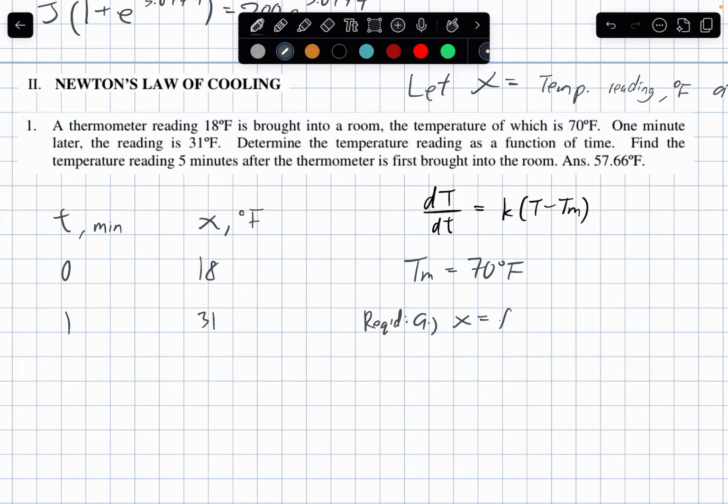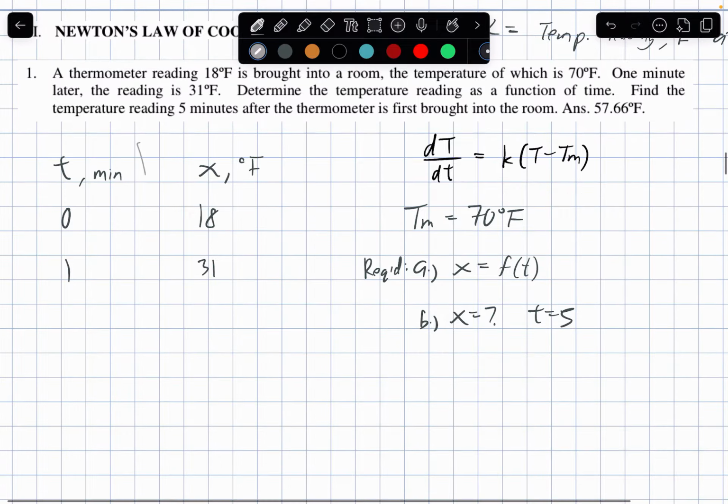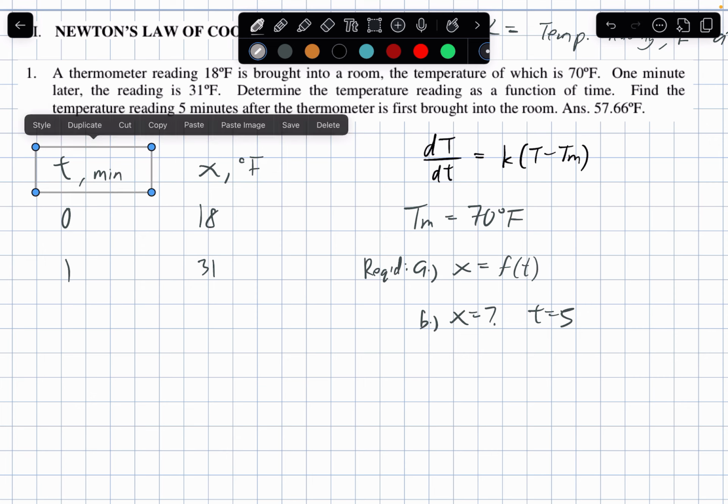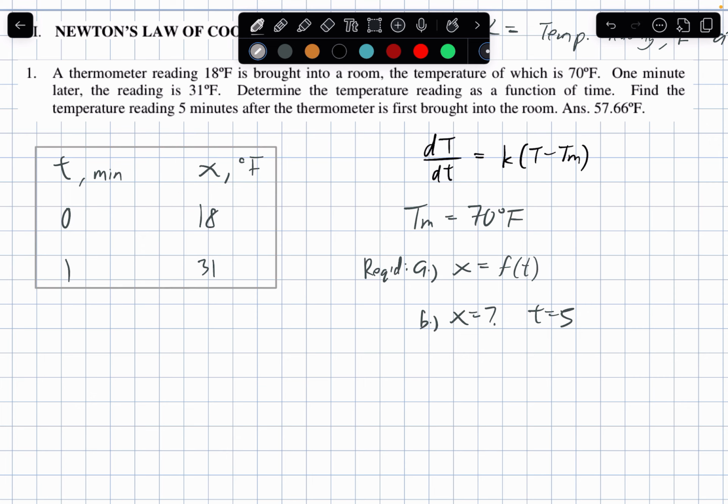You have to find X as a function of time and find the temperature reading. Sorry, X if T is 5 minutes, so after the thermometer is first brought into the room. This is an easy question. You have to prepare yourself for what's to come later.